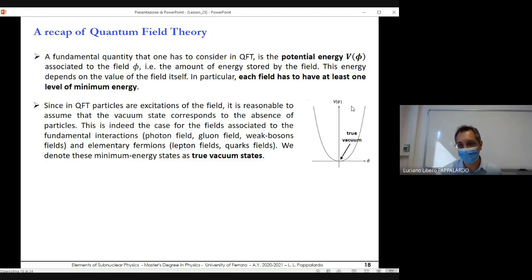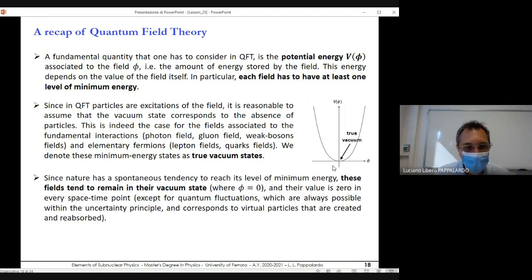And as you see here, the energy is a function of the field itself. The minimum corresponds to the point where the field is zero, okay? So this is the minimum level that we call the true vacuum state, where there are no particles, and the field is zero. Now, since, as you know, nature has a spontaneous tendency to reach its level of minimum energy, those fields, so the photon, the gluon, the W, the Z, the electron, the quark, all these fields tend to remain in this true vacuum state, or the lowest energy state where the field is zero. And since this is the natural tendency, it turns out that if nothing happens, all these fields are set to zero everywhere in space-time, everywhere in the universe, okay?